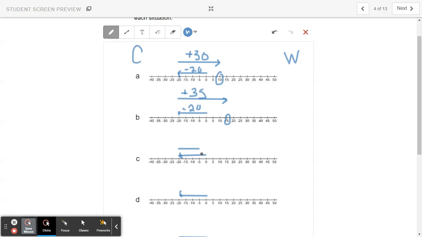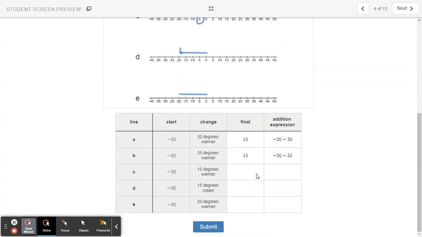Okay, put my arrow this way. So when I add the positive 15, I'm still in the negatives, but now I'm at only -5. So the answer here, the final amount was -5 degrees. If we looked at this as an addition expression, it's -20 plus 15, positive 15.